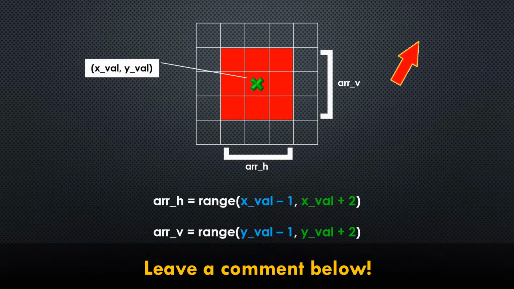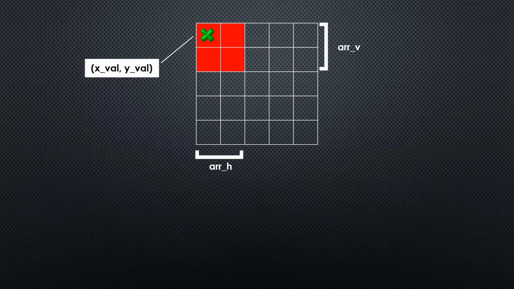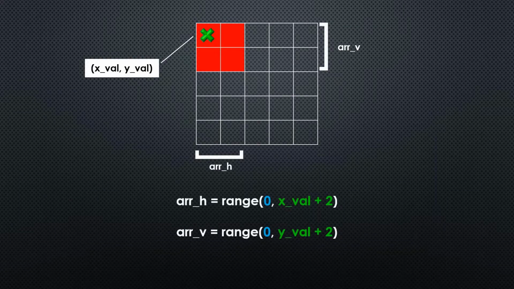Now then, looking at what we have here, you might think that we have our answer. However, you would be mistaken, because let's look at two more cases. The first is when the cell for which we are counting the adjacent mines is in the top left-hand side of the grid. In this case, the area that we want to search would be represented by the smaller red area. So the x and y arrays would also look like this. We would have array h, which would go from 0 to xval plus 2, and array vertical, which would go from 0 to yval plus 2.